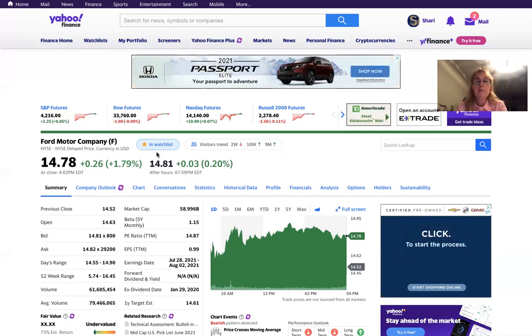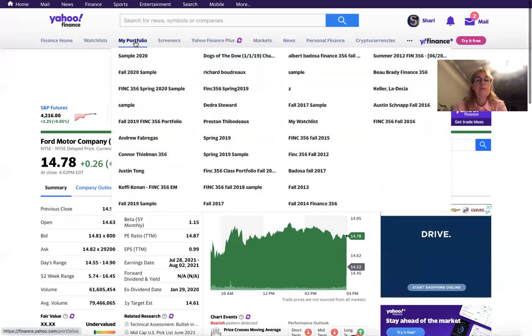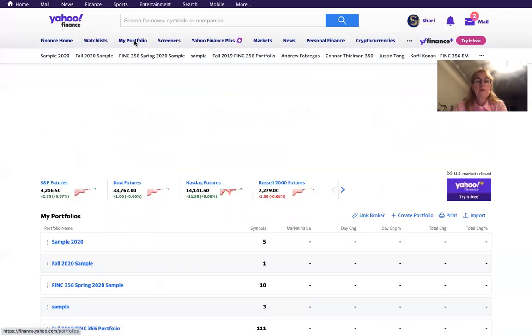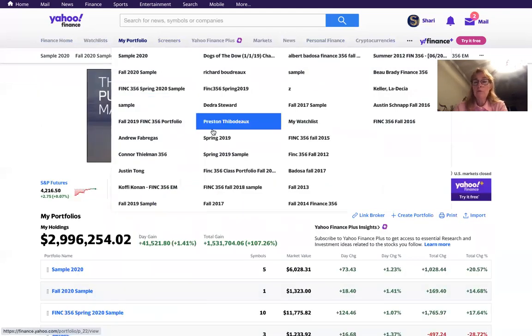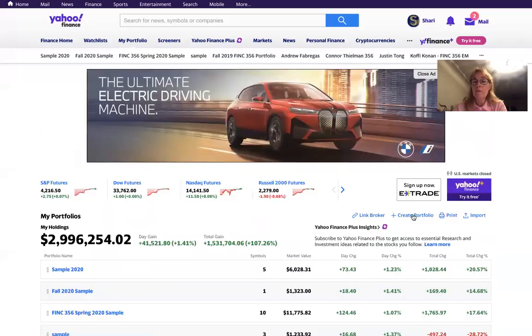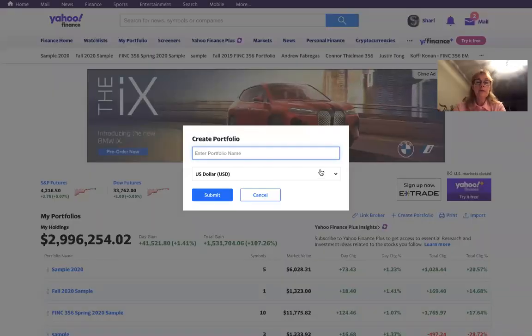Okay, so now I'm ready to do my portfolio. So you come over here to My Portfolio, click on My Portfolio, and then you come over here to Create Portfolio. Click on Create Portfolio, and let's enter the portfolio name. So let's enter Summer Sample 2021 and submit.